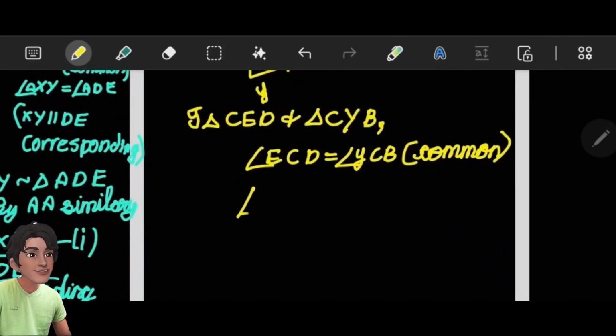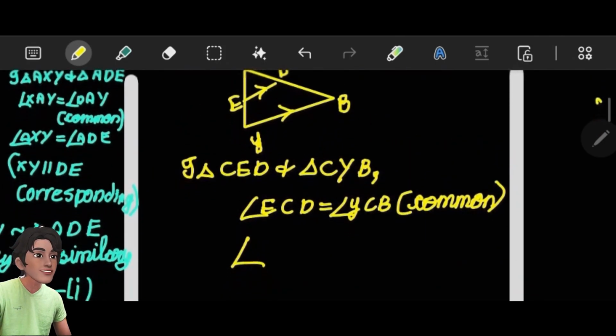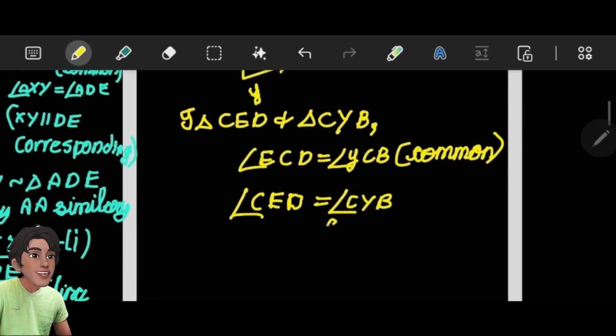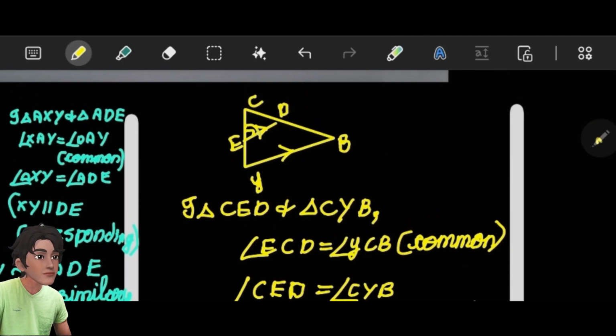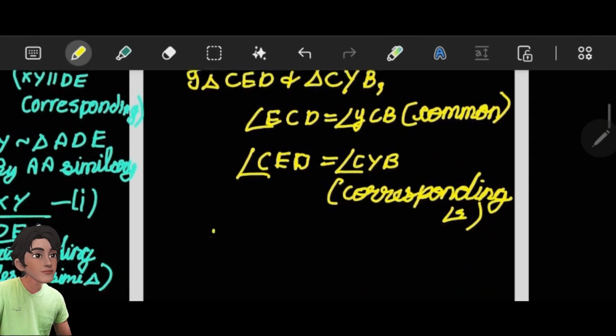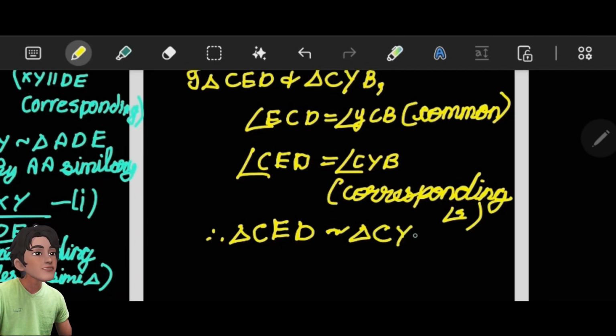And as DE is parallel to BY by construction, we can say that angle CED is equal to angle CYB, as they are corresponding angles on the same side of the transversal. I'm talking about these two angles right here. Now we can conclude that triangle CED is similar to triangle CYB.